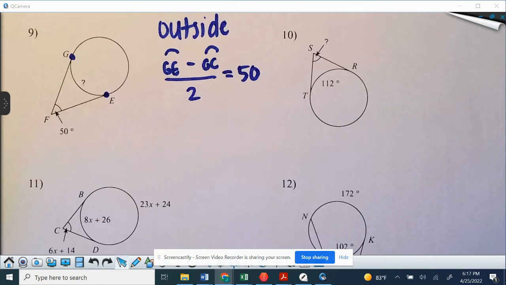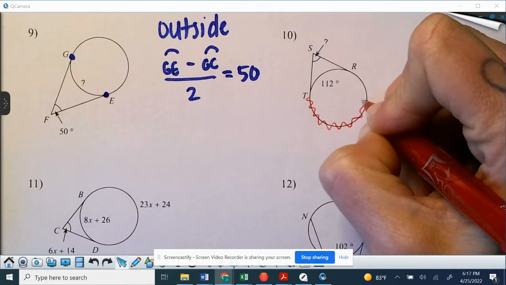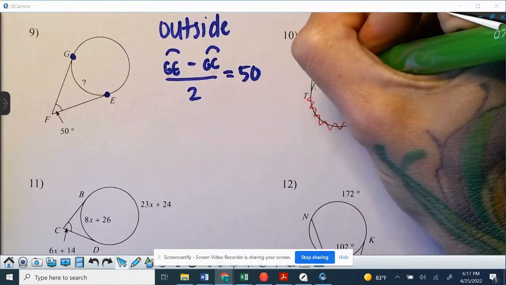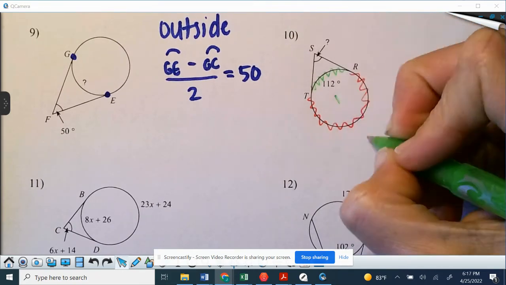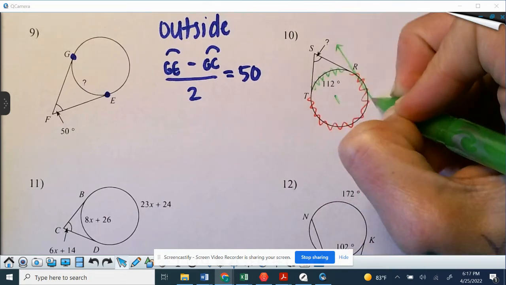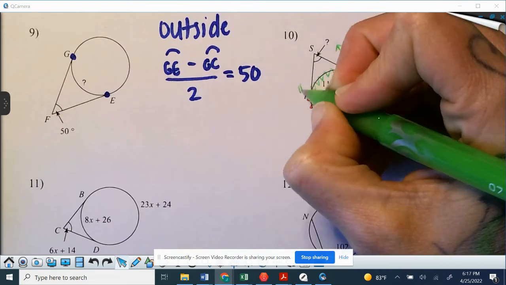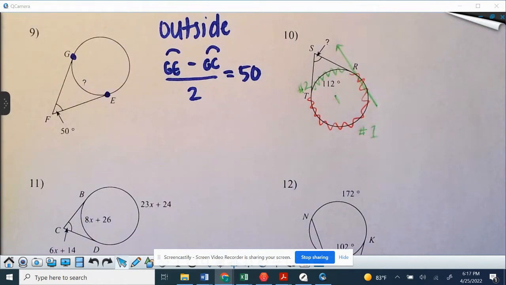So we need to know arc 1, which could be this one, and then arc 2, which could be the other one. Or, well, yes, it does matter: outside, inside, down. I always think about a subtraction, and we're working towards our angle. So I need arc 1, this is arc number 2. Subtract them, then divide their difference by 2, and that'll give us that angle.